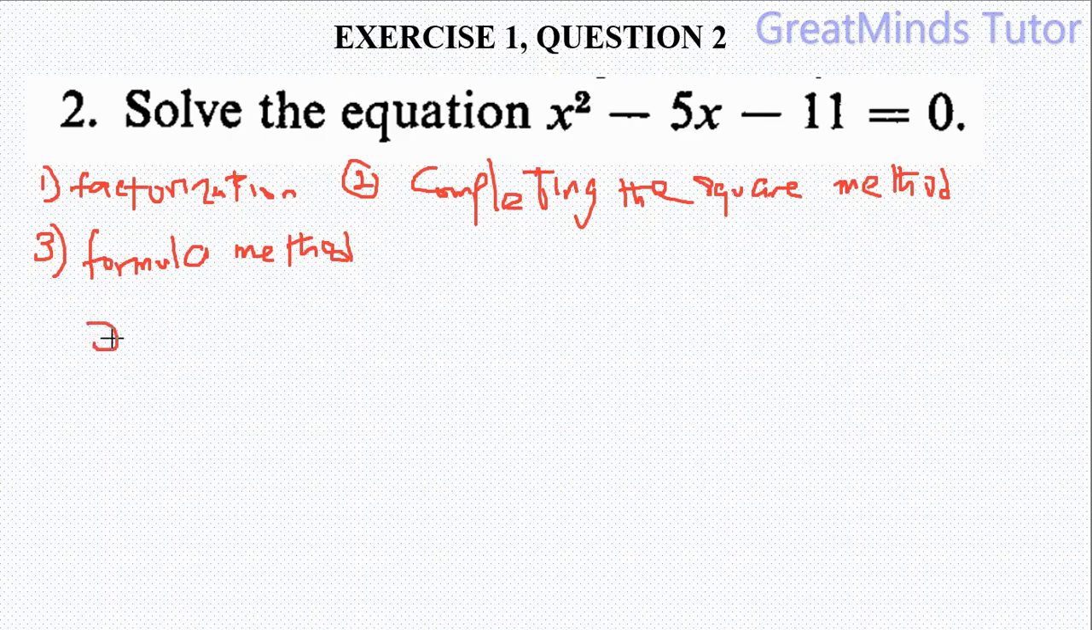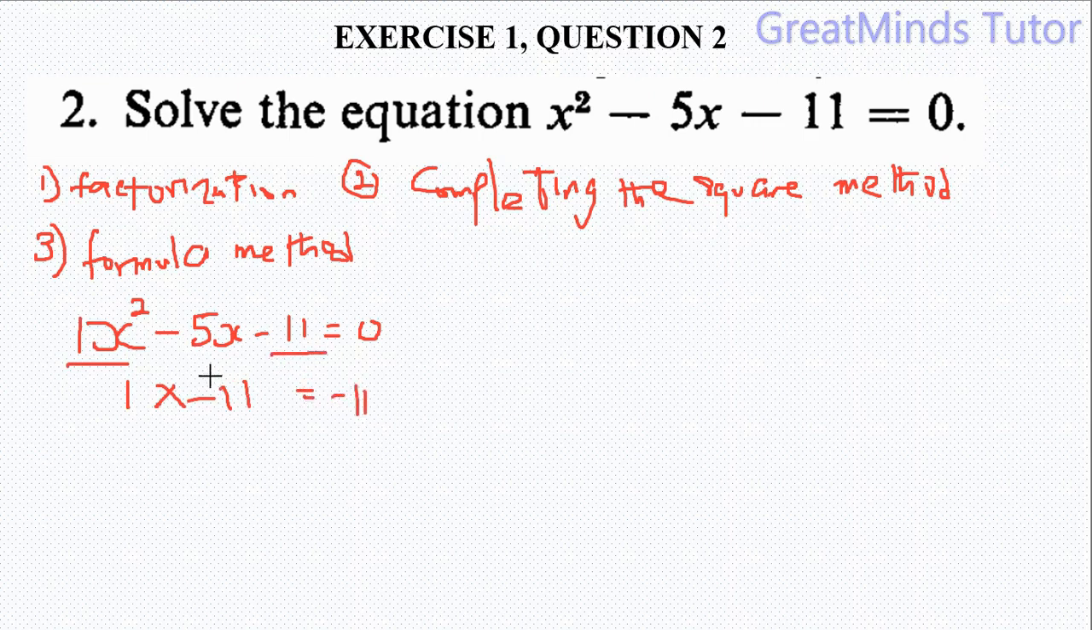We have x squared minus 5x minus 11 equals 0. So let's see if it has a factor. Looking at this question, we can see that it doesn't have a factor, because we have 1 times minus 11. Multiply the coefficient of x squared by the constant, and that's minus 11. So we look at the factors of minus 11, none of them will give you minus 5. So we can't use the factorization method to solve this. But we can actually use the formula method.